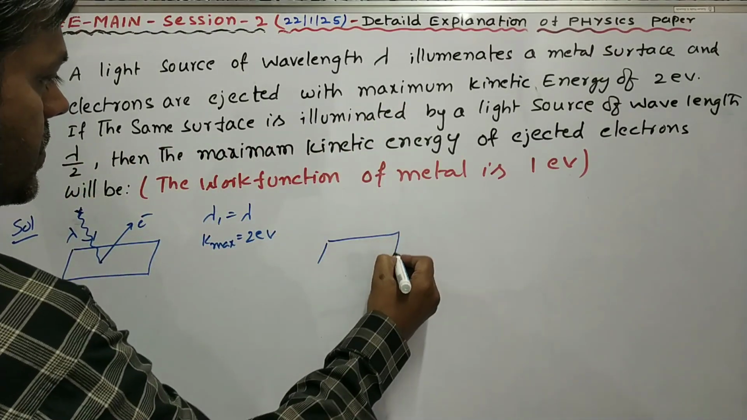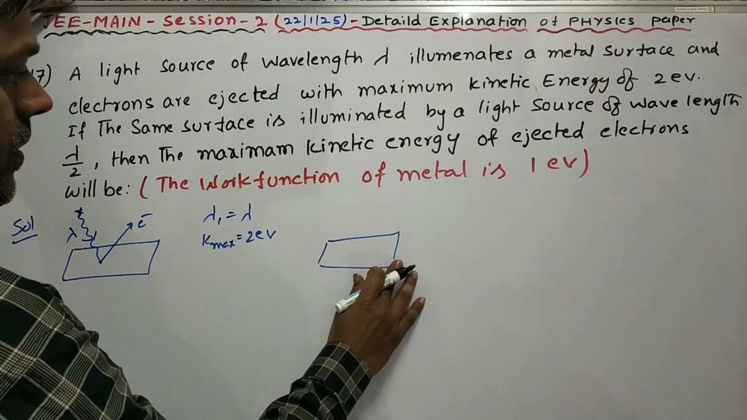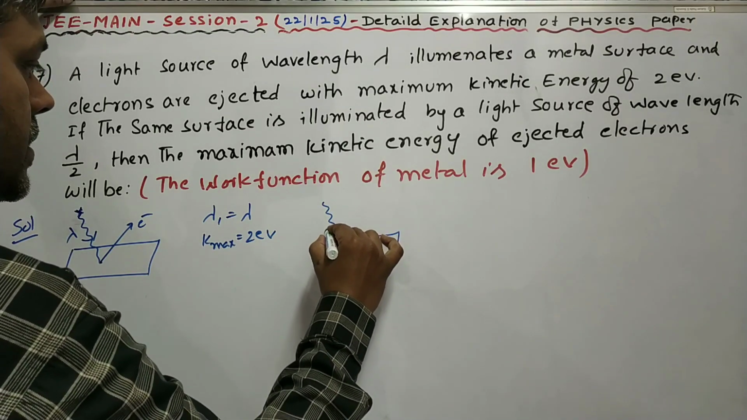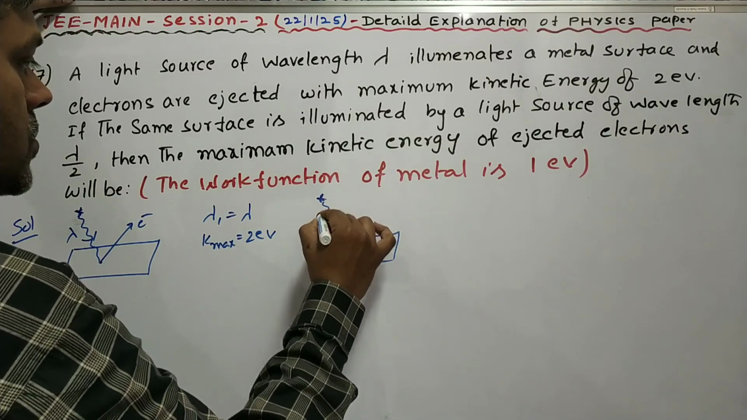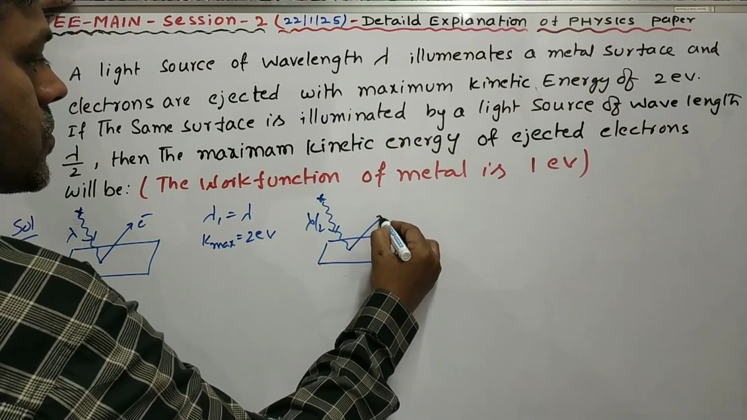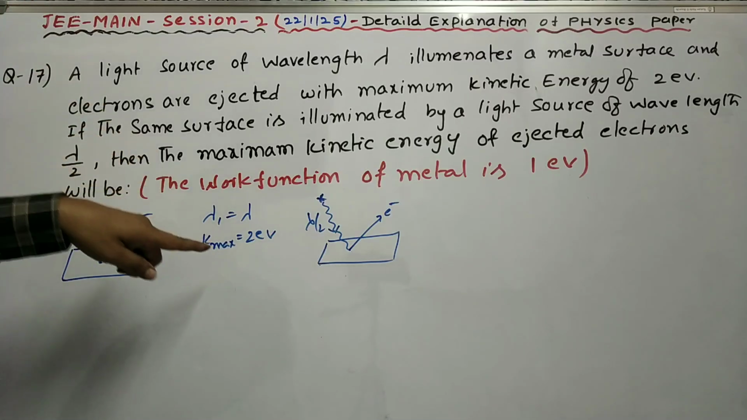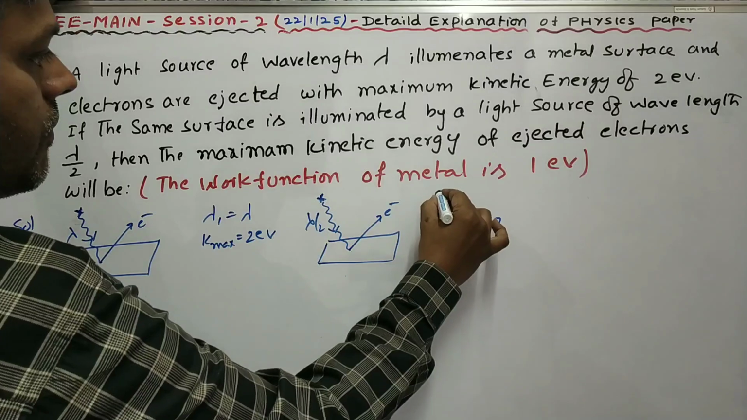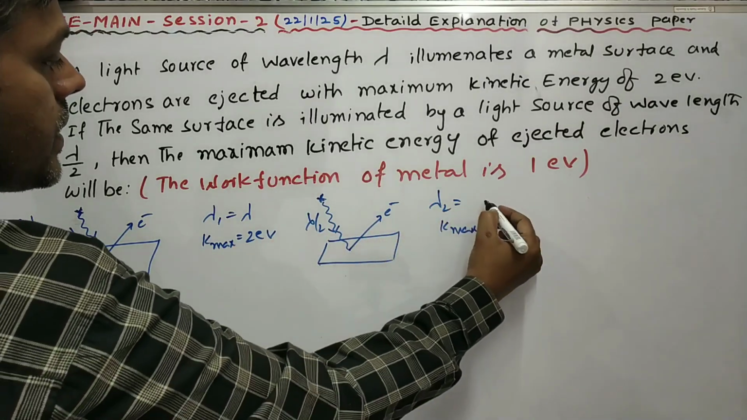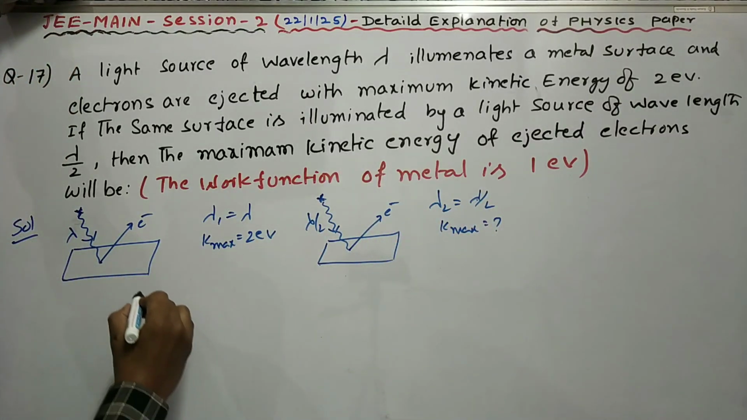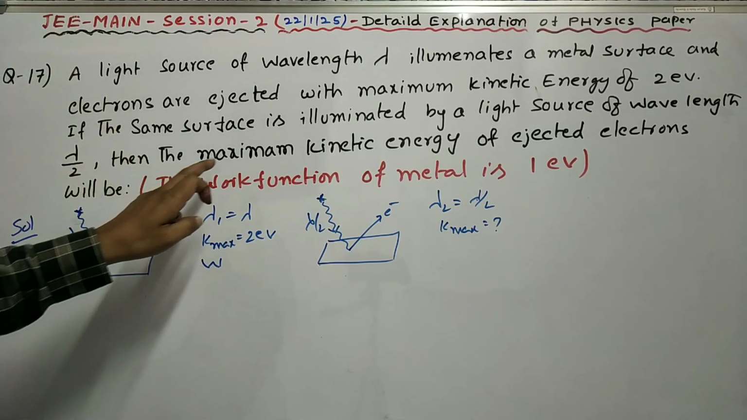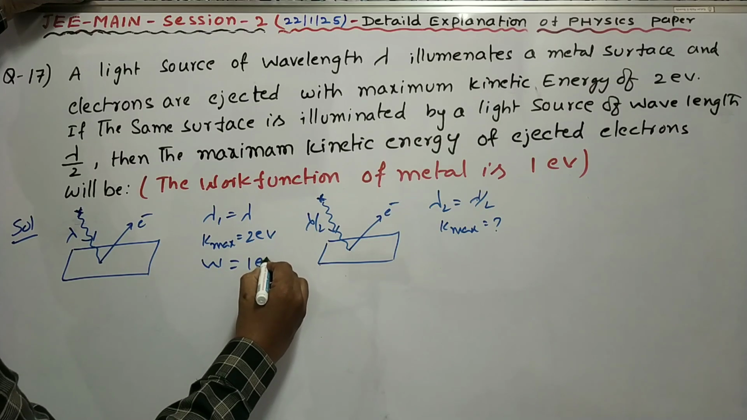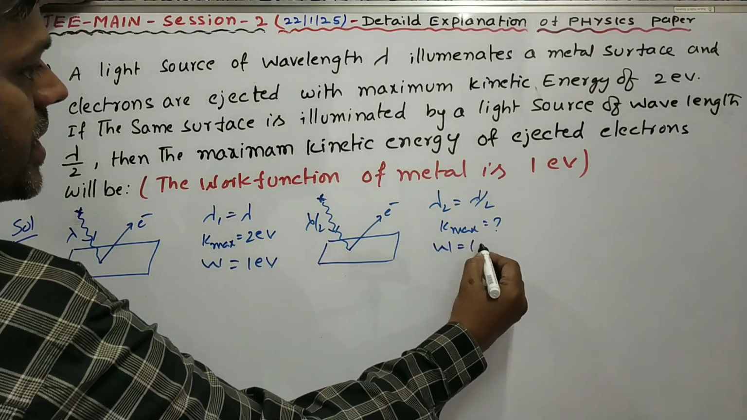Now what happened? This is the same metal surface, which is now illuminated by a source of wavelength equal to what? Lambda by 2. So what happened? Electrons are ejected. What is the kinetic energy? What is the work function? The work function W is equal to 1 electron volt for the same metal plate.